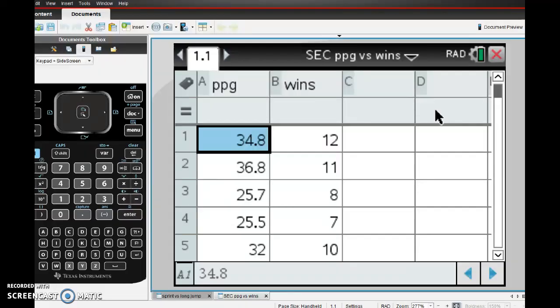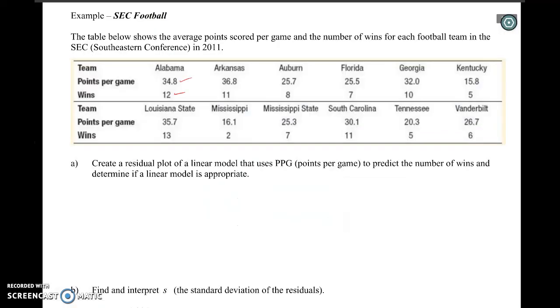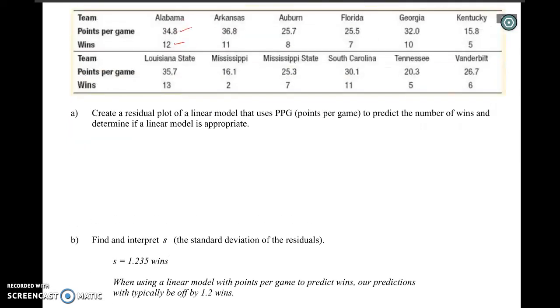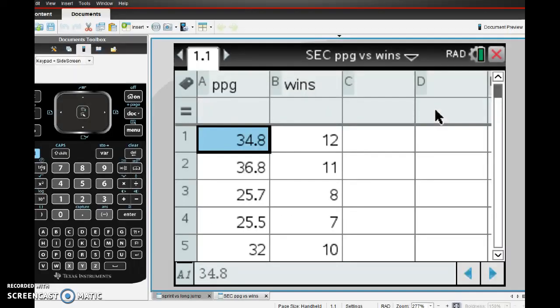So I already have my data in the calculator. If you want to just watch, you're free to do that. If you want to put it in your calculator and follow along, pause it. But whatever you want to do, okay? But I'm just going to go here.